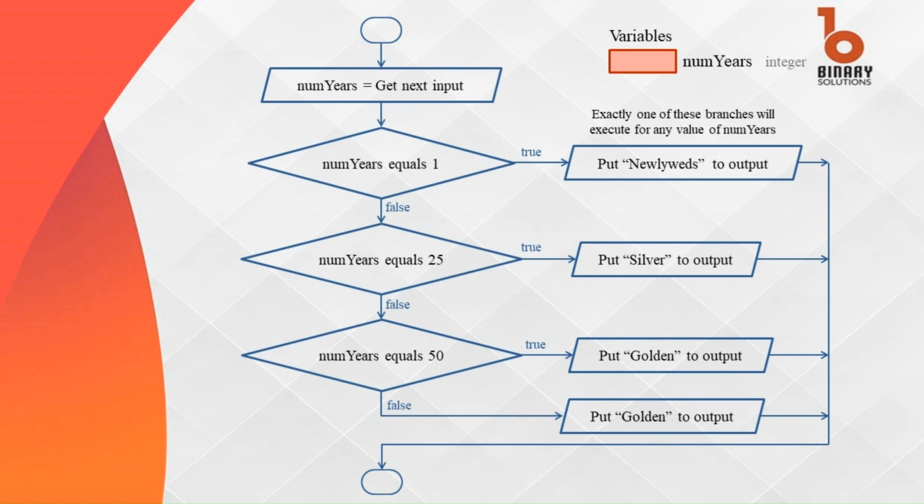In this example, the program uses an if-else structure to detect the specific value of the variable num years and respond accordingly. The program first checks if num years is equal to 1, and if true, it outputs newlyweds. If the condition is false, the program moves to the next condition. It checks if num years is 25, and if true, it outputs silver. If neither of the first two conditions is true, the program checks if num years is 50, in which case it outputs golden. If none of the conditions match, the final else branch executes, providing a default response.